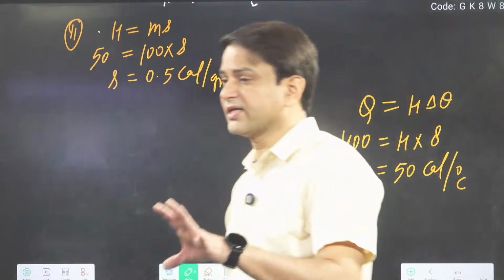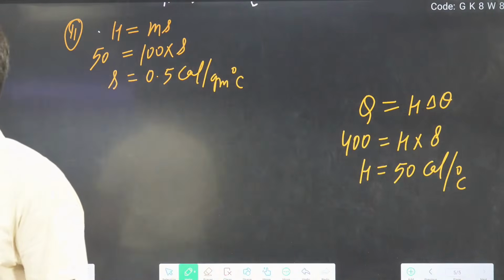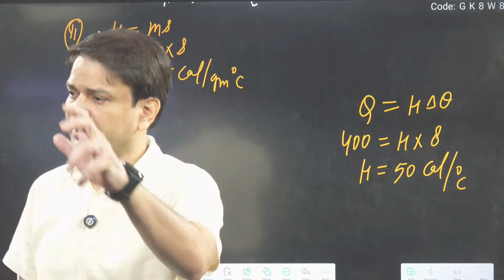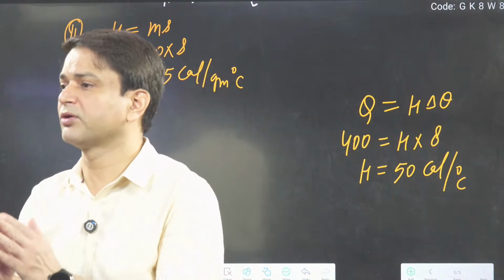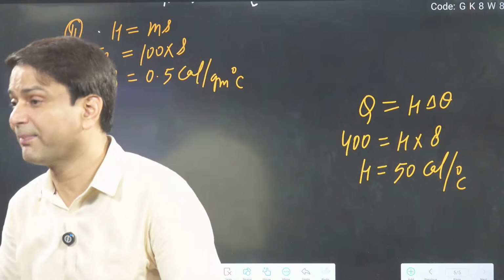But why did I mention the slope? Because we have to know that if we are plotting the heat on the x-axis and temperature on the y-axis, then slope represents the reciprocal of the heat capacity.